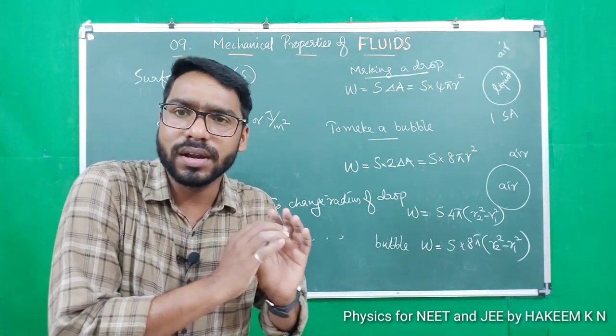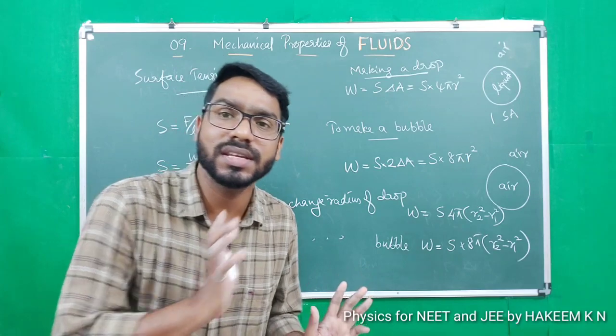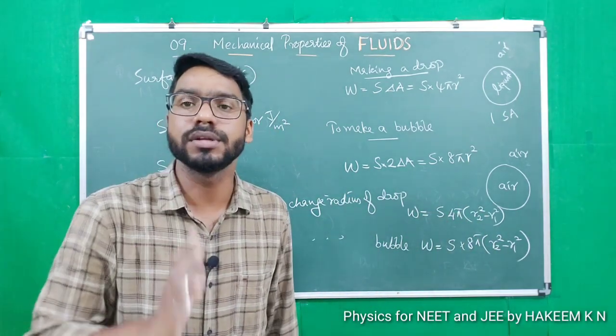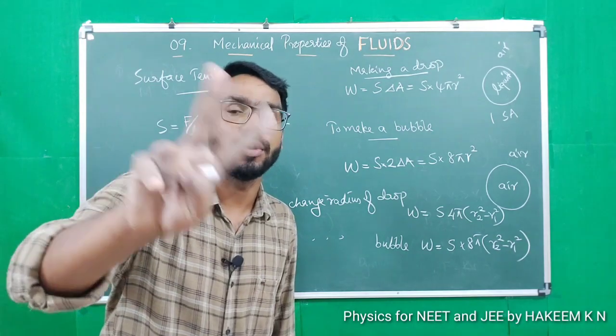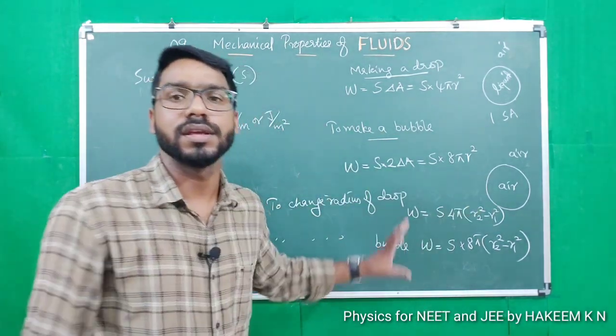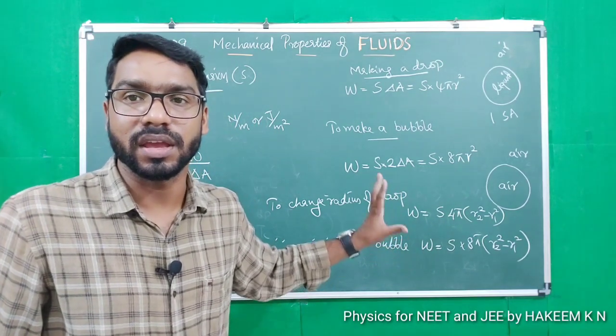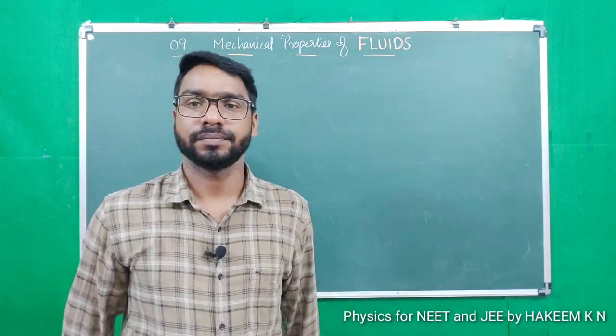So work done to make a bubble, or work done to increase the area of a bubble, should be equal to twice the work done to make a drop, or twice the work done to increase the radius of a drop, if R2 and R1 are the same.